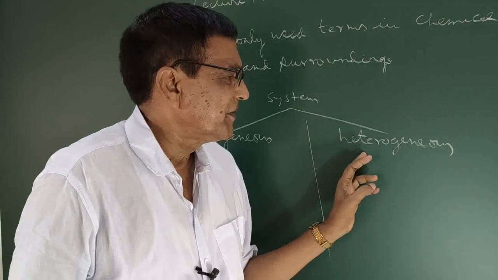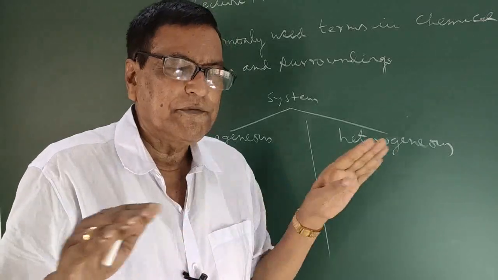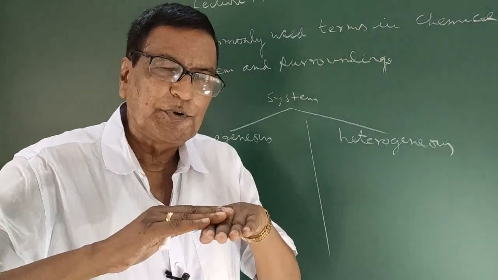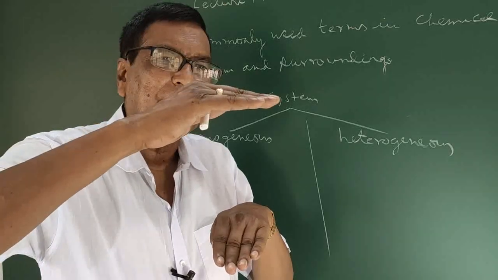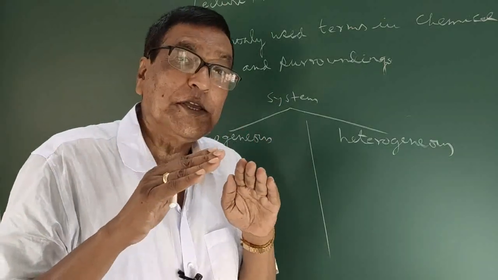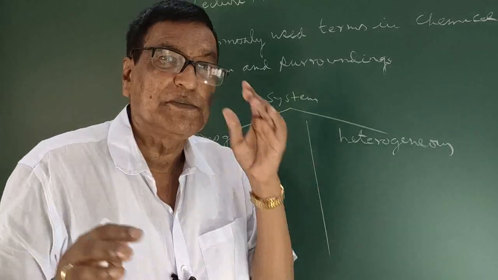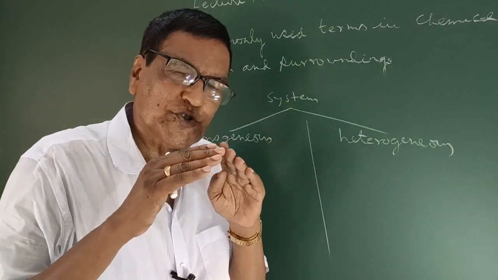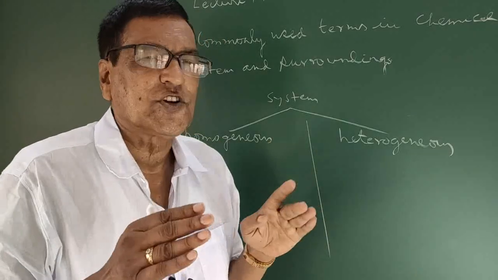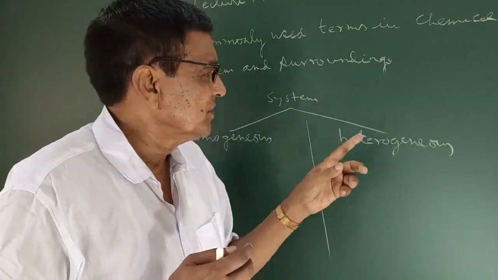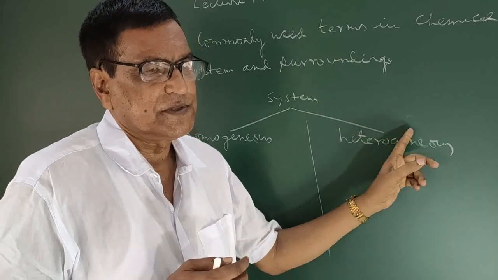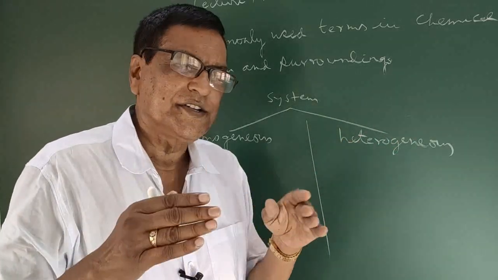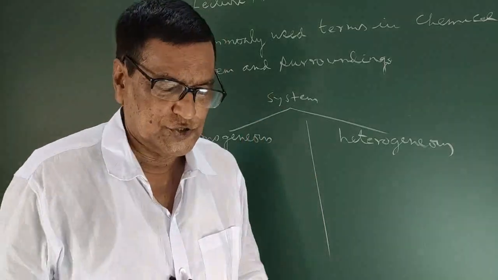And in case of heterogeneous, every part of this system is not uniform. Say liquid in contact with its vapor, or a mixture of immiscible liquids which are not miscible to each other, or the mixture of pure solids. Each solid constitutes one phase. So it is the multi-phase system. This heterogeneous system contains more than one phase.